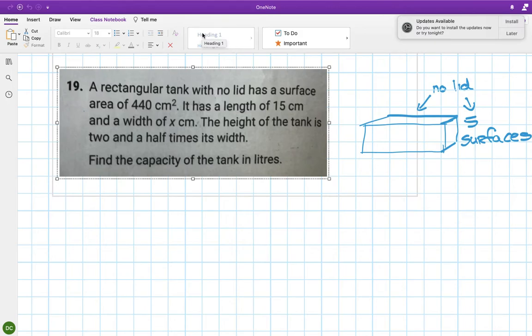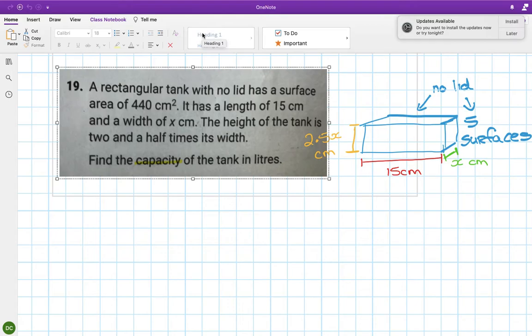It says the surface area is 440 centimeters squared. It has a length. Okay, so we'll call this the length. That's 15 centimeters. The width is x, so this is going to be the width, and that's x centimeters. And then the height of the tank is 2.5 times the width. So the height, we'll do it over here. The height of the tank is 2.5x, 2.5 times the width, and the width was x. So 2.5x centimeters.